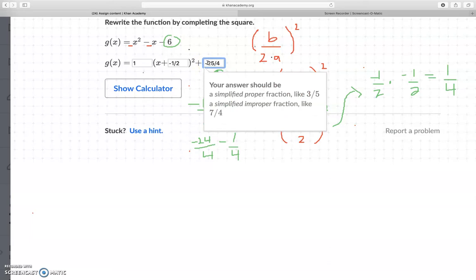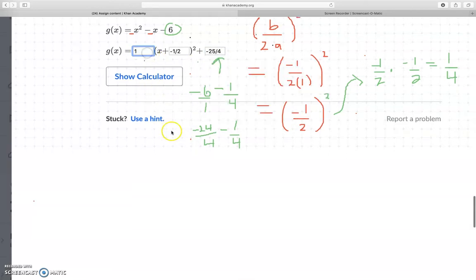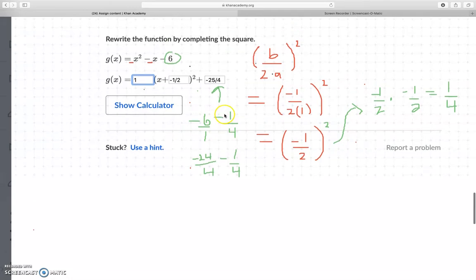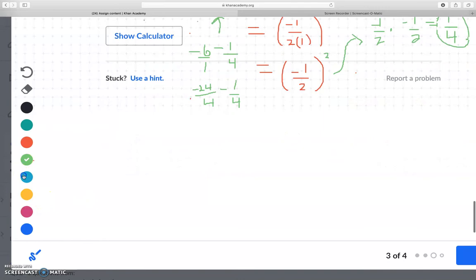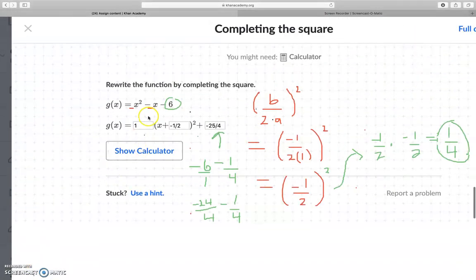Oh, you know what I forgot to do? It doesn't matter for this problem, but I was also supposed to multiply this guy by this number over here. So let me get a blue. In this case, we got lucky. 1 times 1/4 is still just 1/4. But if it was like a 2, that would be different.